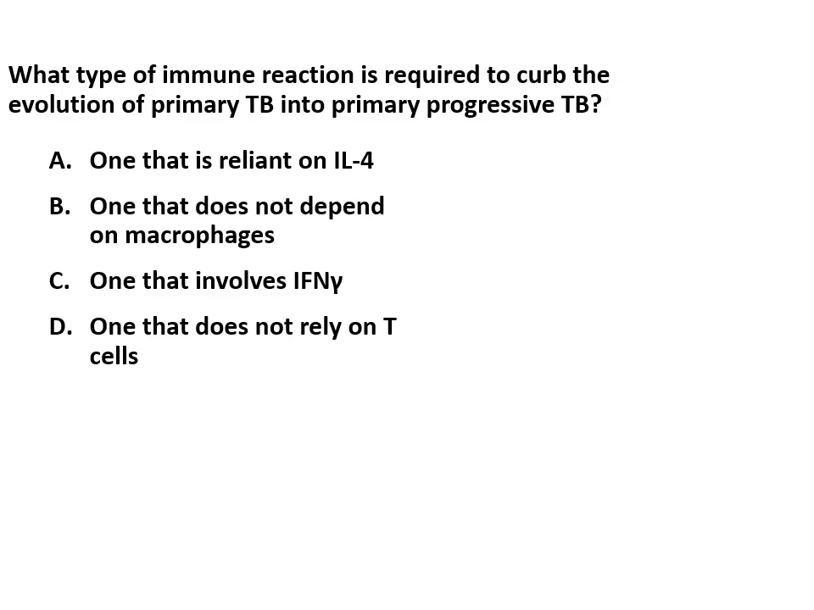Now take a moment to think about the following question. I will read the question and then we'll give you some time to think about it before proceeding. What type of immune reaction is required to curb the evolution of primary TB into primary progressive tuberculosis? A, one that is reliant on interleukin-4. B, one that does not depend on macrophages. C, one that involves interferon gamma. And D, one that does not rely on T cells.